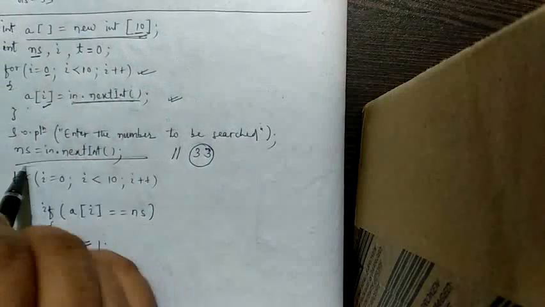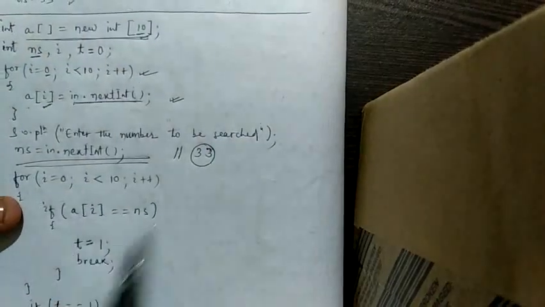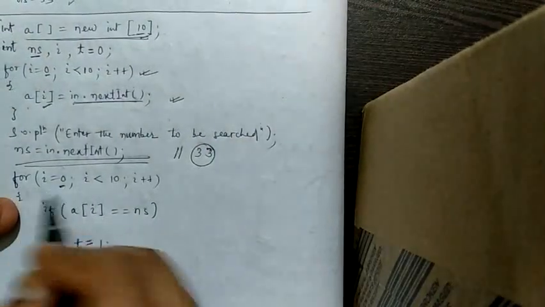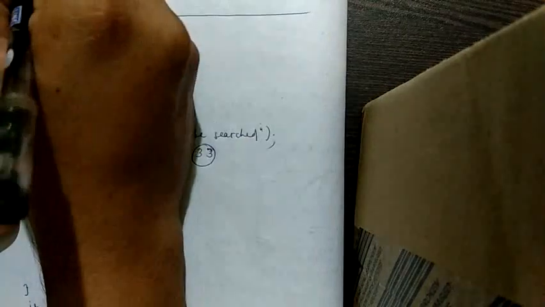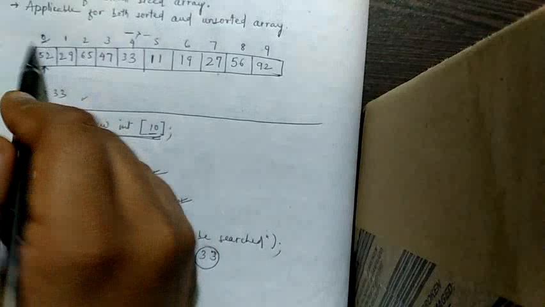Till here we have seen the ns value entered. Now the i value is 0. This 0 represents the index number. Here you can see the index number.